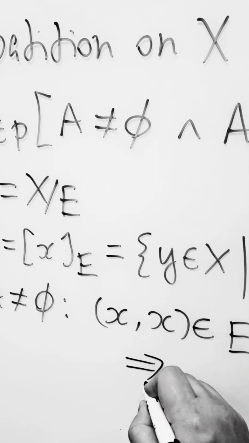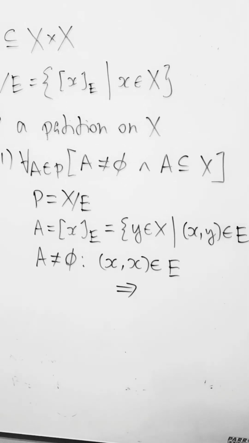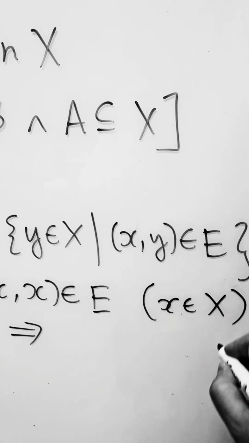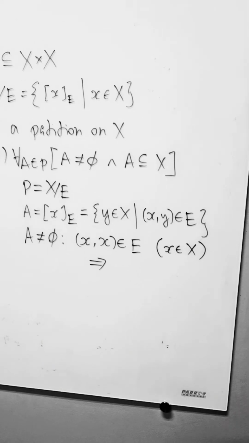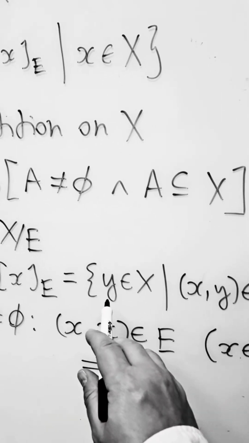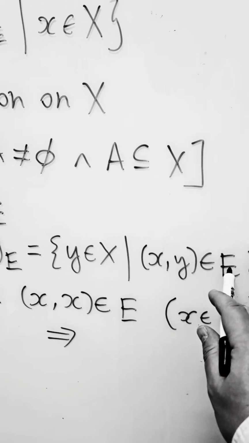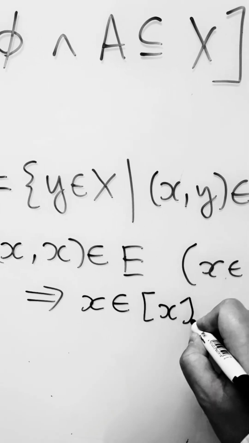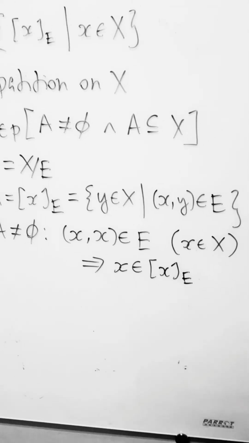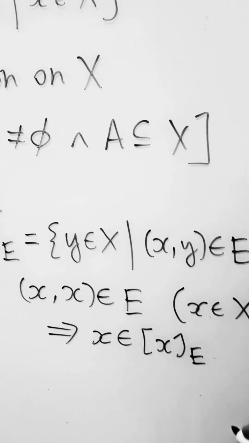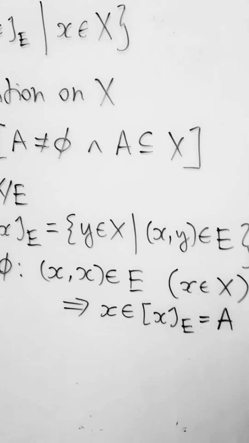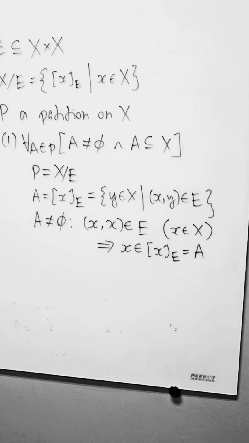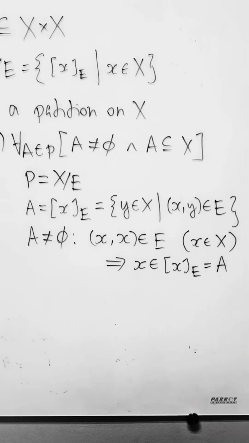And therefore, since x is also an element of capital X, of course, reflexivity only holds for the elements of capital X, both conditions here of y being in capital X and the pair xy being in E are fulfilled. Therefore, x is indeed an element of its own equivalence class. This equivalence class being A and x being an element in there confirms that A cannot be empty. It must have small x in it.